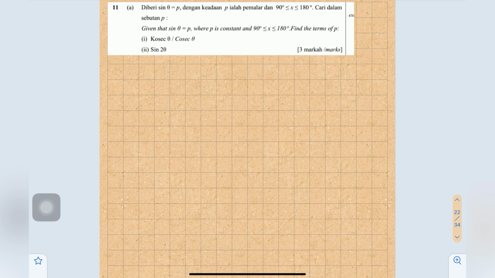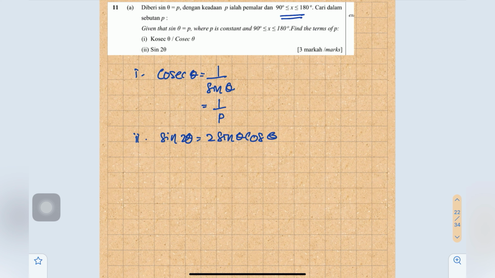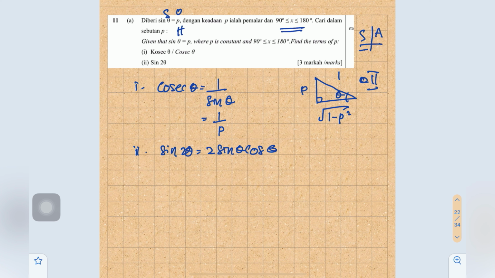To answer this question, we must first identify that this angle is in quadrant 2, between 90 and 180. So in quadrant 2, we need to draw first. A right angle triangle, and this one is theta. Sin is SOH, opposite over hypotenuse. Actually it is P over 1. So opposite is P, hypotenuse is 1, so the adjacent is square root of 1 minus P squared. This is in quadrant 2. Remember quadrant 2: add sugar to coffee. Quadrant 1, quadrant 2, quadrant 3, quadrant 4.